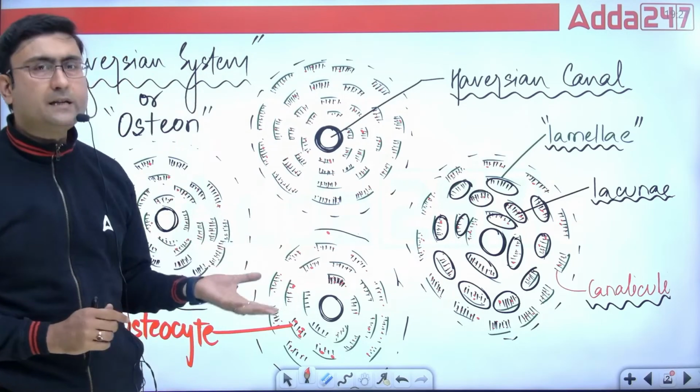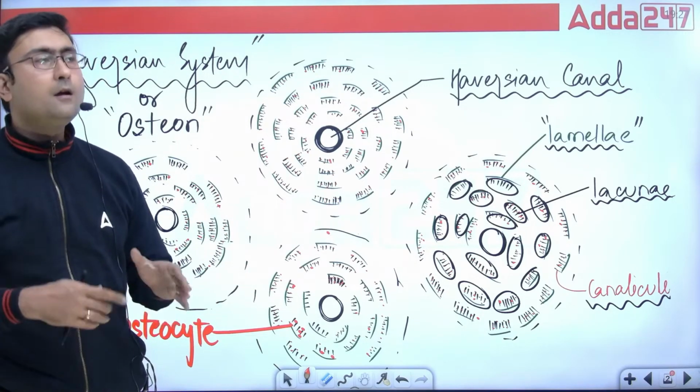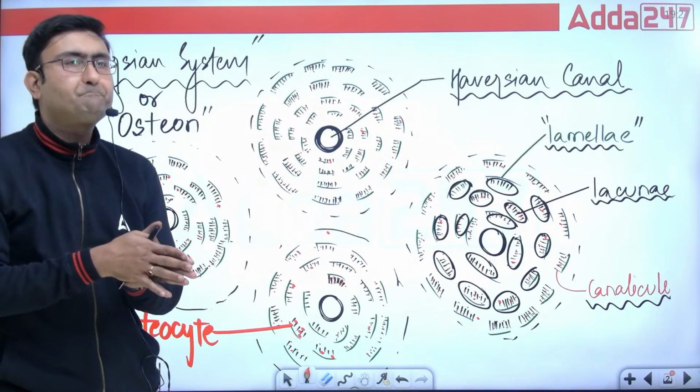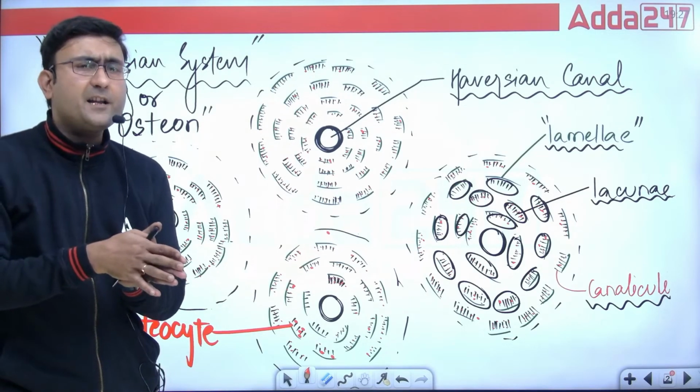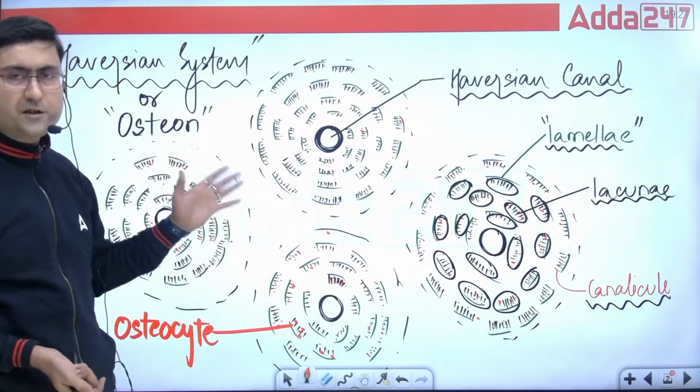What are the anomalies that we see in a bone related to bone? What are the disorders related to bone? When these bones arrange themselves in an irregular pattern, under what conditions? वो सारी चीजें हम discuss करेंगे.